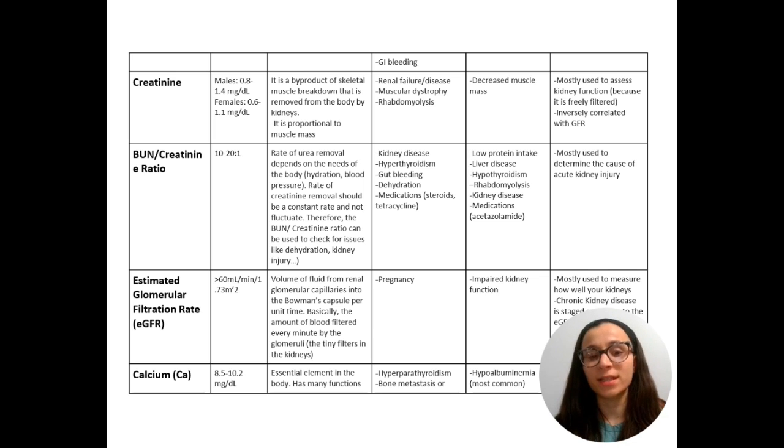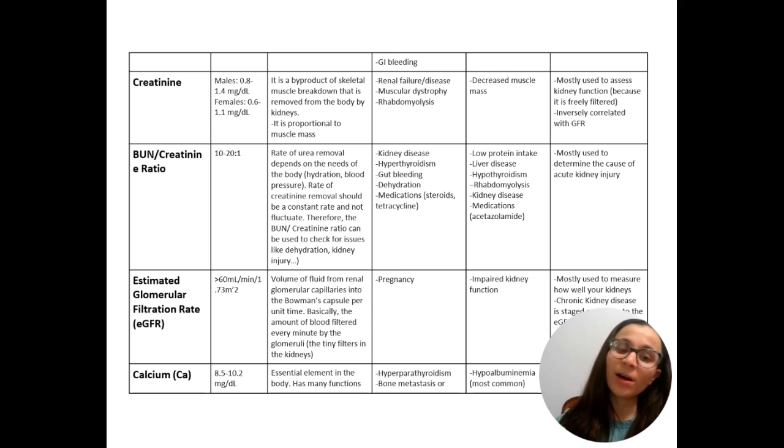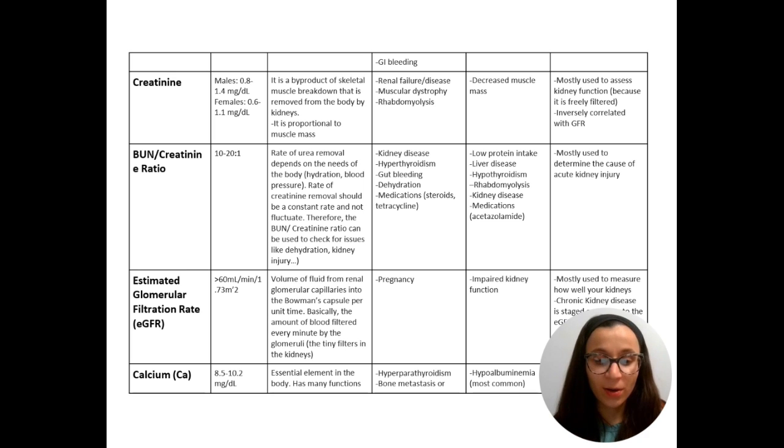So you want it above 60. What it is, is the amount of blood being filtered every minute by the glomeruli. Glomeruli are these tiny little filters in the kidney. So the amount of blood being filtered every minute by them is your GFR. And you want it above 60. It could be elevated in pregnancy, and it could be decreased in impaired renal function.